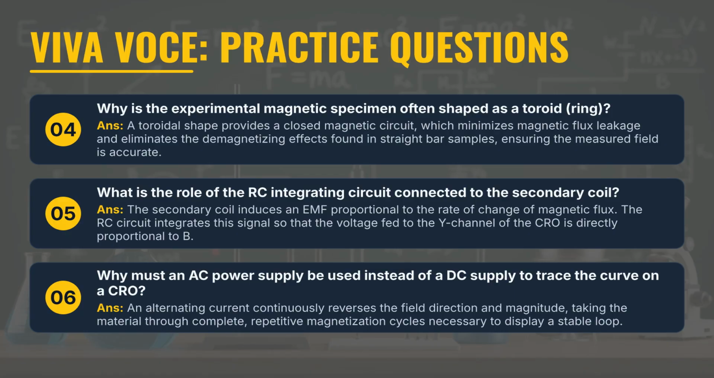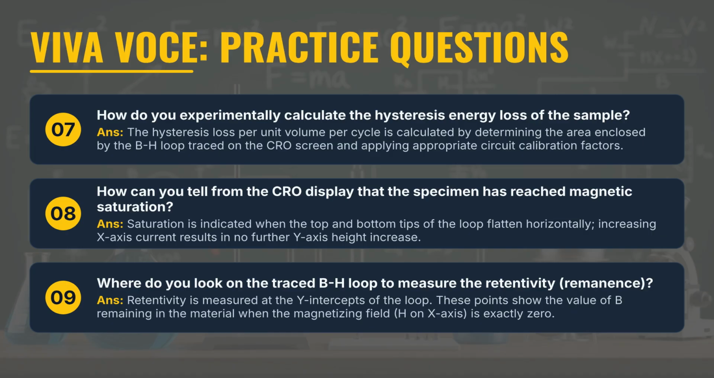The RC integrating circuit converts the secondary coil's induced EMF into a voltage proportional to B for the CRO. An AC power supply is necessary to continuously reverse the field, completing the repetitive magnetization cycles needed to display a stable loop. To calculate hysteresis energy loss, determine the area enclosed by the BH loop on the CRO.